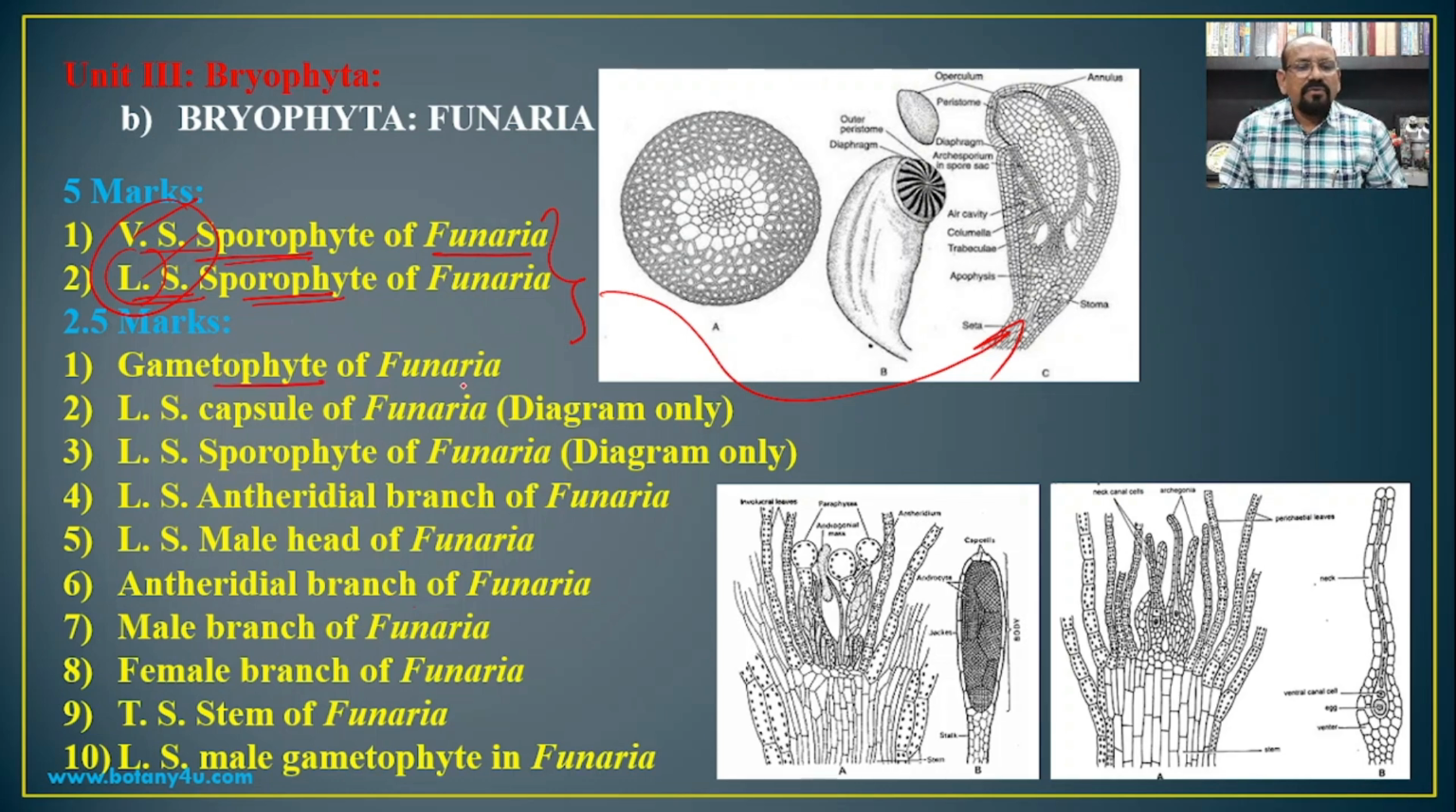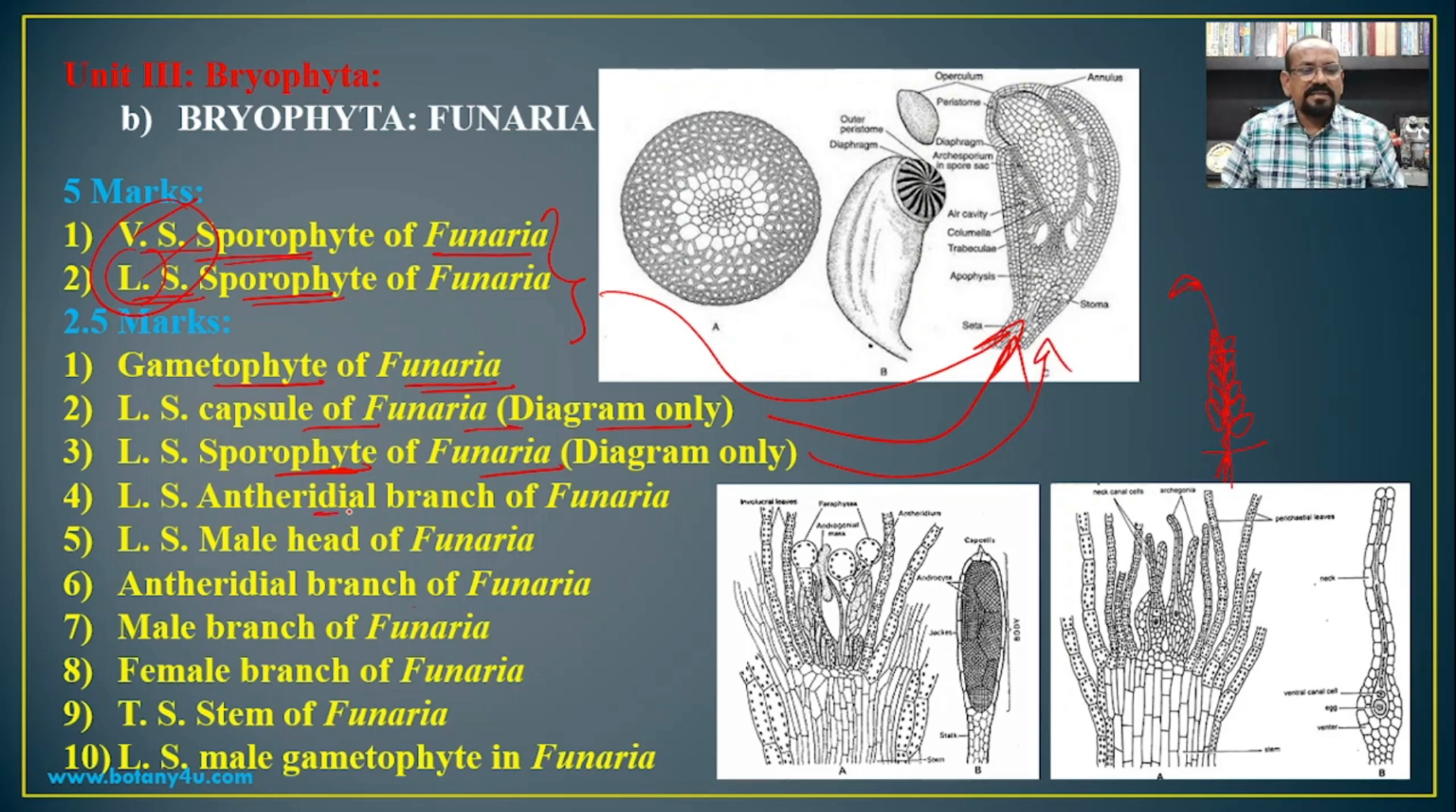Then gametophyte of Funaria. We have to provide the structure of gametophyte for the 2.5 mark. Earlier you have seen that there is such a type of plant body which is provided with the stem or the axis, then leaves or the scales, and the presence of the rhizoids. So this is a gametophyte of the Funaria. Then LS capsule of the Funaria, diagram only, means we have to provide this diagram. Then LS of sporophyte of Funaria, diagram only. The wording is changed but the question is the same.